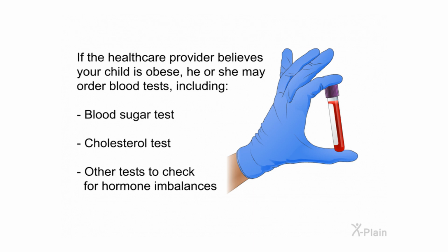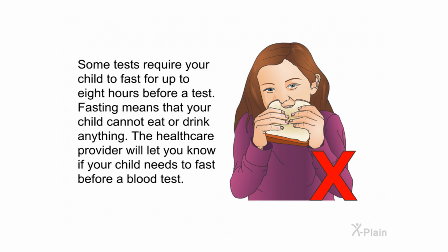If the healthcare provider believes your child is obese, he or she may order blood tests, including a blood sugar test, a cholesterol test, and other tests to check for hormone imbalances. Some tests require your child to fast for up to 8 hours before a test. Fasting means that your child cannot eat or drink anything. The healthcare provider will let you know if your child needs to fast before a blood test.